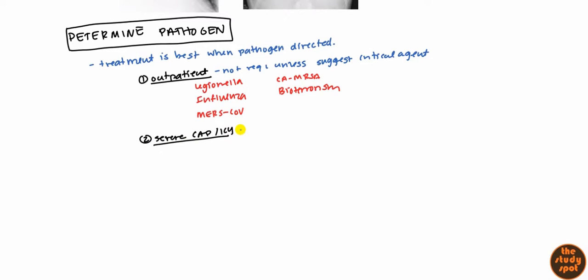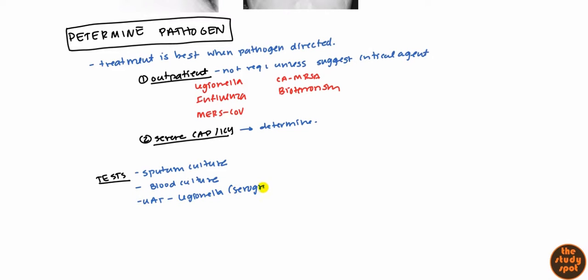Now, in severe community-acquired pneumonia or ICU patients, you do need to determine the pathogen as best as possible. There are different types of tests you can do. You can do a sputum culture. You can do a blood culture. You can do a urine antigen test. That's currently only available for Legionella, and that's for serogroup 1, which is about 80% of Legionella, and for pneumococcus, so Strep pneumoniae. You can also do PCR, and PCR will get you about 17 viruses.